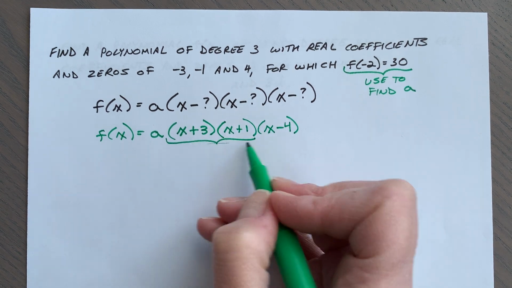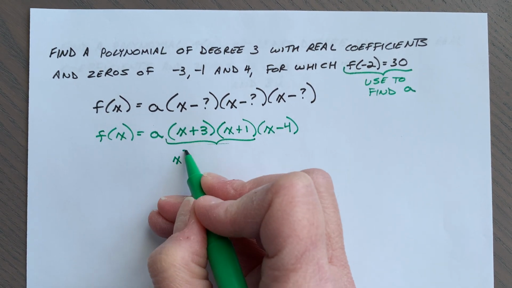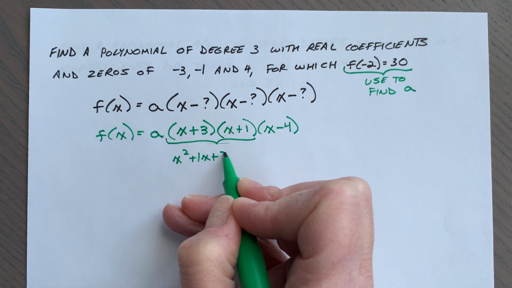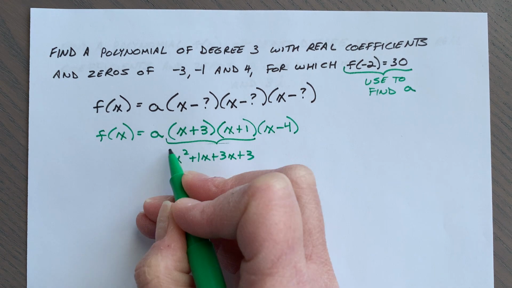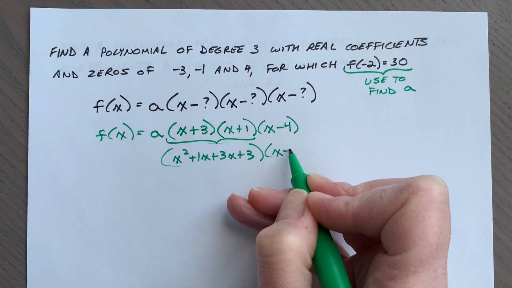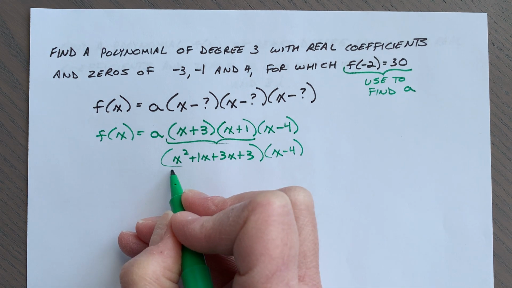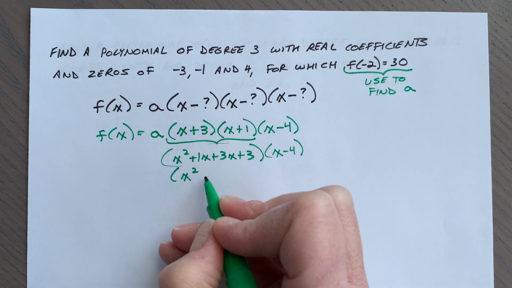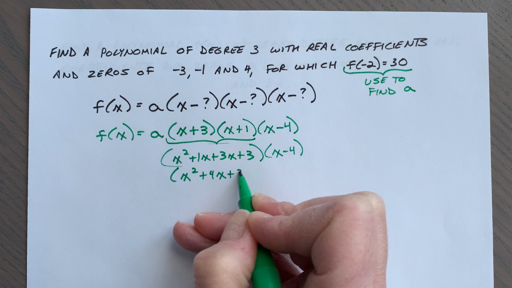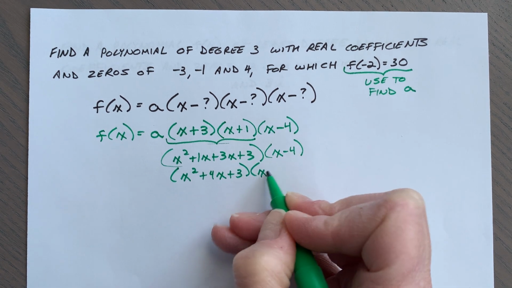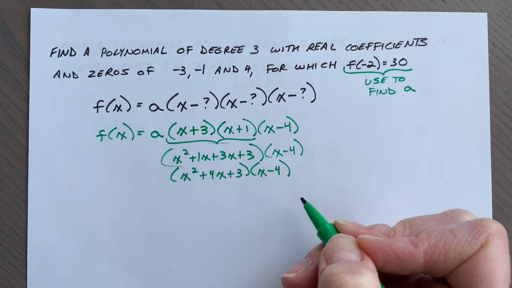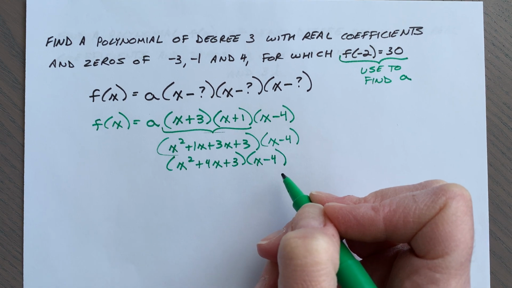If I distribute for these two binomials, we'll have x squared plus 1x plus 3x plus 3. And that still needs to multiply x minus 4. We'll combine some like terms here. That's x squared plus 4x plus 3. And that needs to multiply the x minus 4. And we can keep distributing.